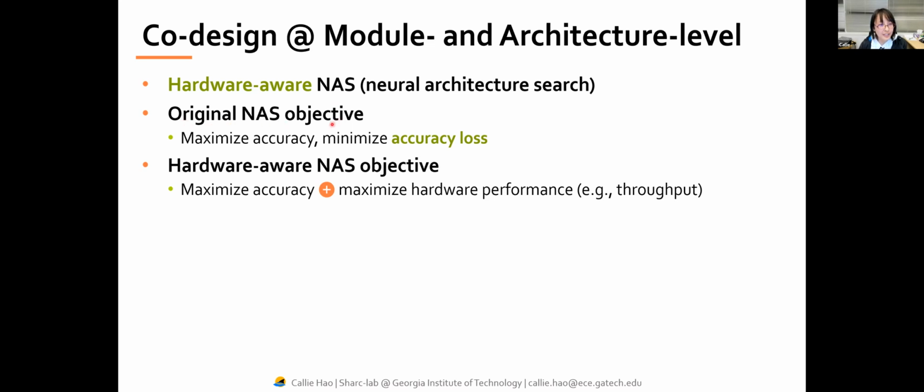The original NAS objective is to maximize accuracy or minimize accuracy loss. But if we want to do a hardware aware NAS, it's nothing fancy, we just add another objective function, right? So we want to maximize the accuracy, and we also want to maximize the hardware performance, for example, throughput. Or you could say we want to minimize the accuracy loss and minimize the hardware performance value, for example, again, the latency, right? So this is one of the easiest ways to apply hardware awareness or co-design at these two levels.